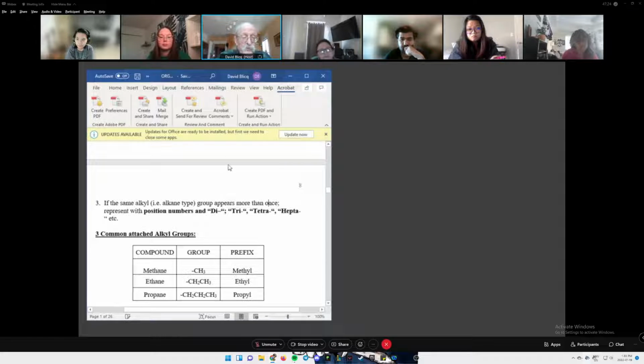So if it was 2 methyl groups on carbon 2, I would say 2,2-dimethyl. So you said where they are, the number 2, and the di tells me there's 2 of them in the first place. You just don't write down methyl, methyl. It would get really weird really quick.